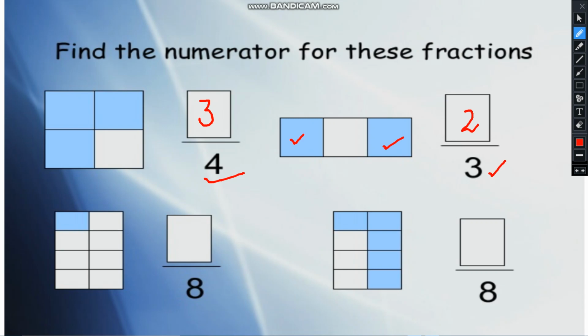In this figure, we can see there are 8 pieces that make up the entire shape. So the denominator is 8, and how many parts are shaded? 1. So we will write here 1. So 1 by 8. In here again there is 8, so 8 is in the denominator, and how many parts are shaded? 1, 2, 3, 4 and 5. So we will write here 5 by 8.